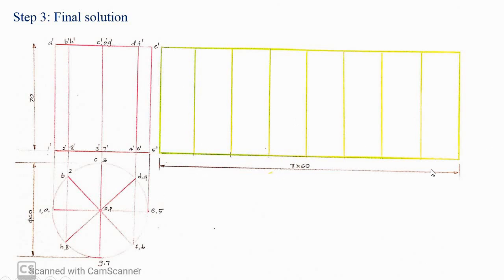In order to get that, you measure the total length. That pi d is pi into 60 divided by 8. What is the measurement? You cut it and divide into 8 equal parts. So this is the development of a solid cylinder.